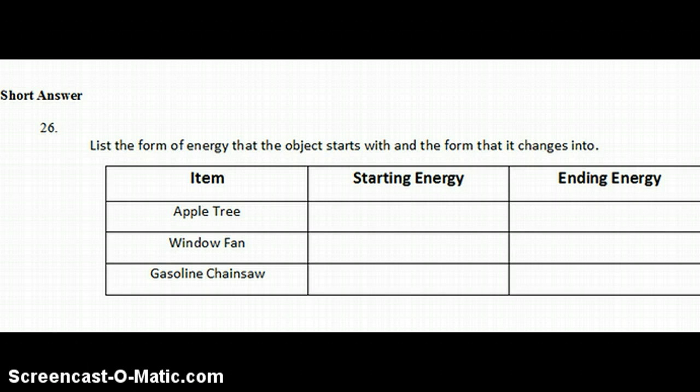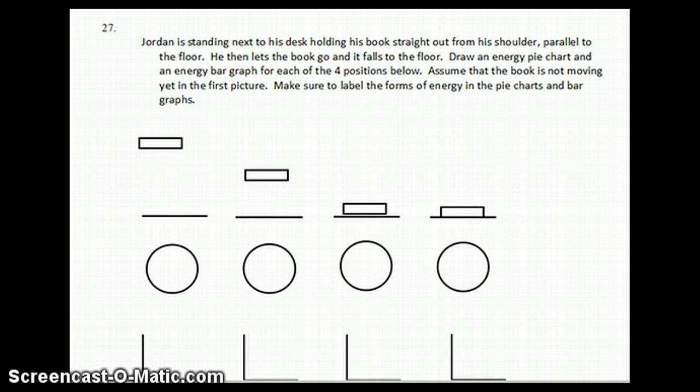Gasoline chainsaw. Jordan is standing next to his desk holding his book straight out from the shoulder, parallel to the floor. He then lets the book go and it falls to the floor. Draw an energy pie chart and an energy bar graph for each of the 4 positions. Assume that the book is not moving yet in the first picture. Make sure to label the forms of energy in the pie charts and bar graphs.